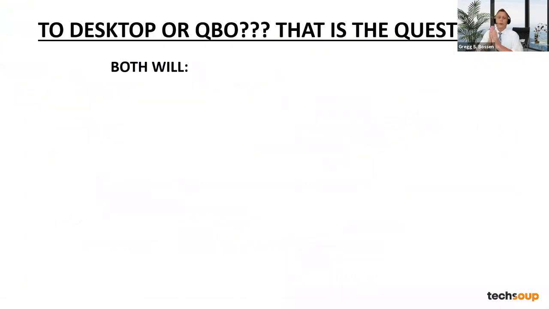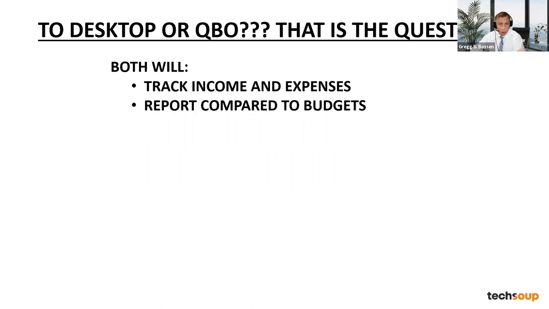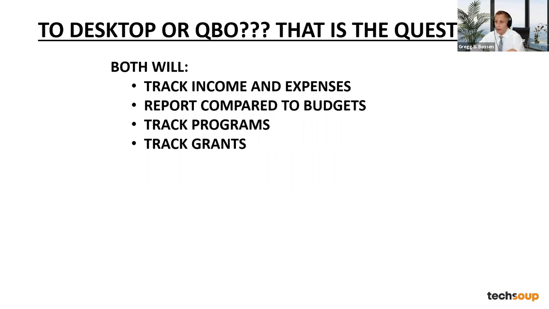All right, so to go to desktop or to go QBO, what's the right answer, okay? Now, both will track income and expenses. So I just want to start by saying people that think that QBO can't do near as good as desktop are wrong, okay? Track expenses and income, both will do that. Both will do reporting compared to budgets. Both will track programs. Both will track grants. Both will track funds, okay?